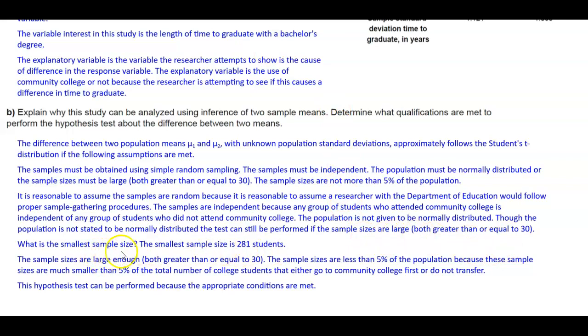What is the smallest sample size? Well, the smallest sample size is 281 students. So the sample sizes are large enough, both greater than or equal to 30. The sample sizes are also less than 5% of the population because they are much smaller than 5% of the total number of college students that either go to community college first or do not transfer. Therefore, we can say that this hypothesis test can be performed because the appropriate conditions are met.